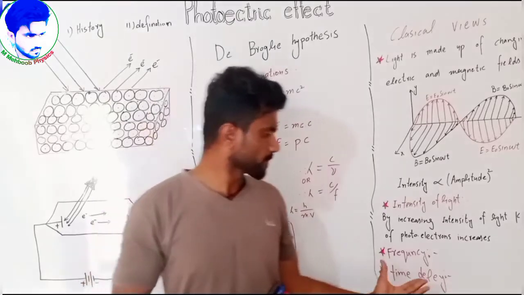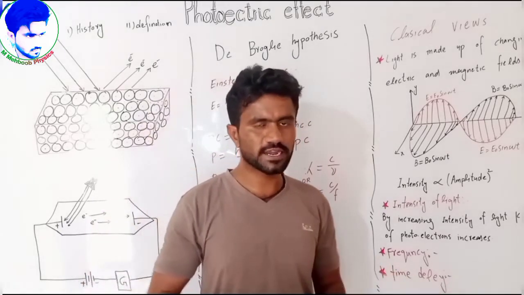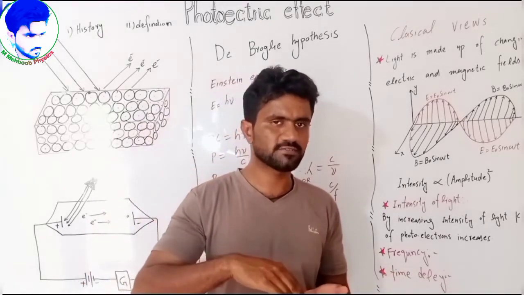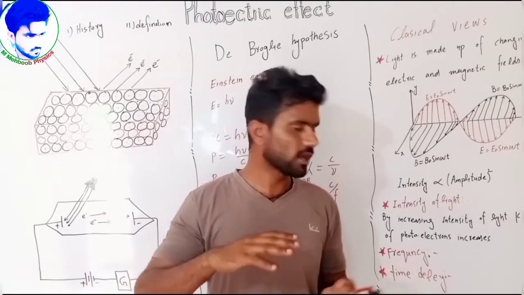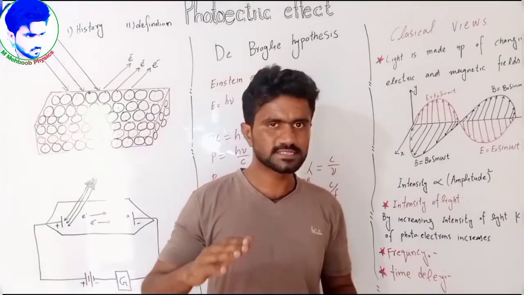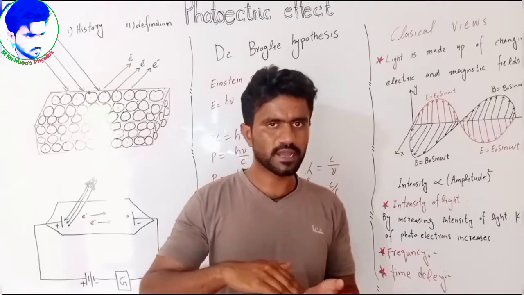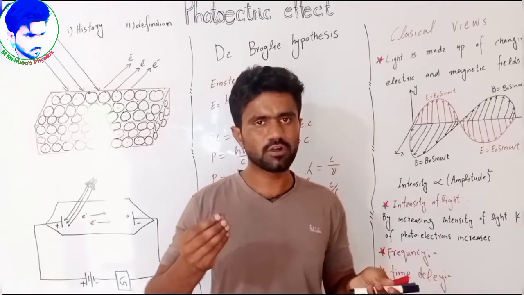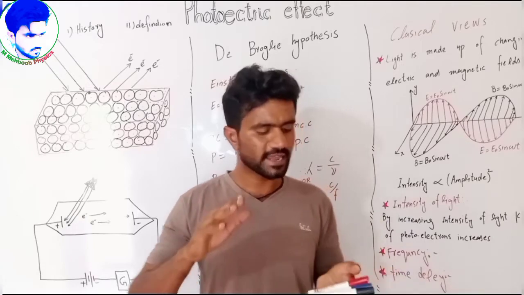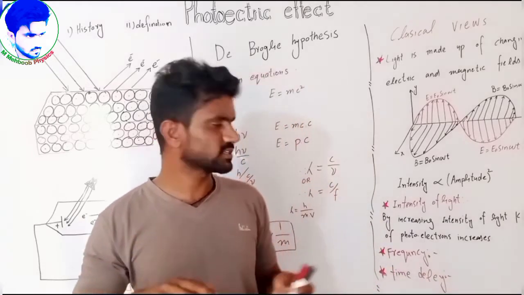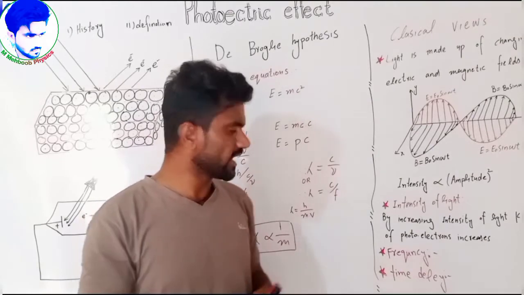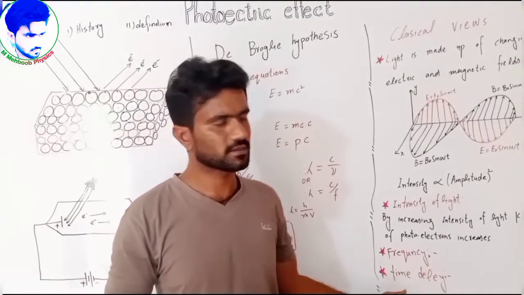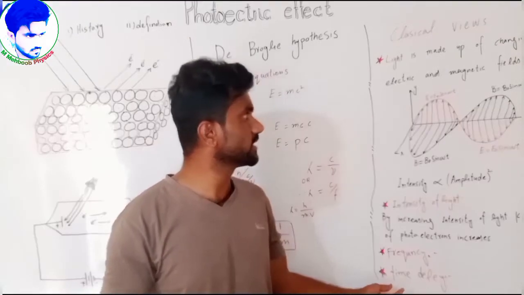That means the energy is transferred in a continuous manner onto the metal surface. If you apply low frequency light, it has to be absorbed by the electron in a continuous manner, and the electron will gain enough energy to break the binding forces and eject from the metal surface, and it takes so much time. So that is called the time delay.